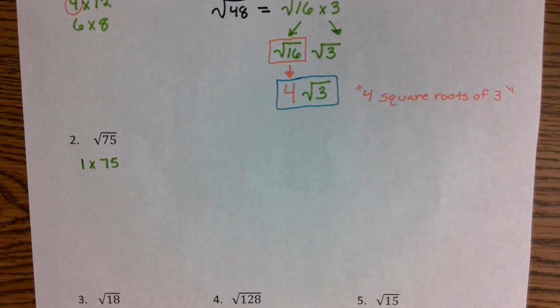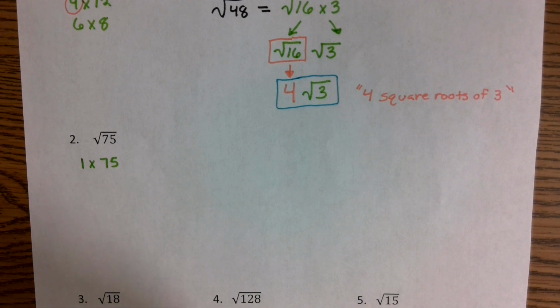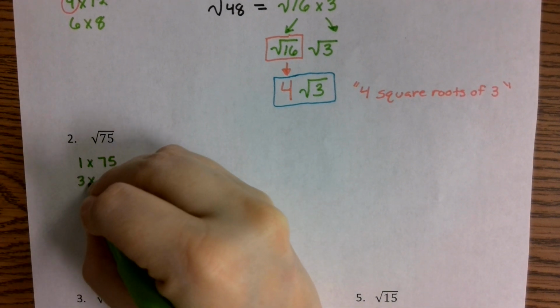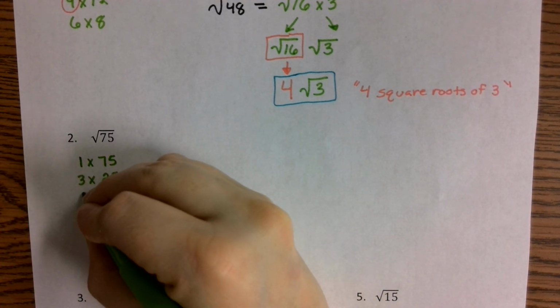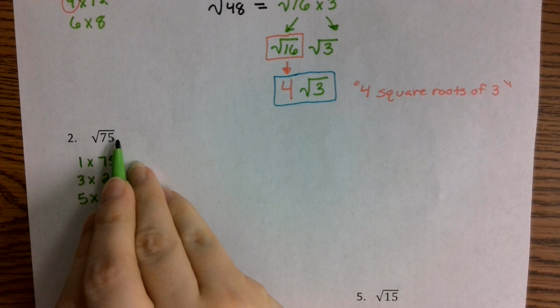Is 75 divisible by 2? No, it's an odd number, so it's not divisible by 2. Can we divide 75 by 3? Yes, 3 times what? 25. 3 times 25. Okay, we can also divide it by 5 because it ends in a 5, right?